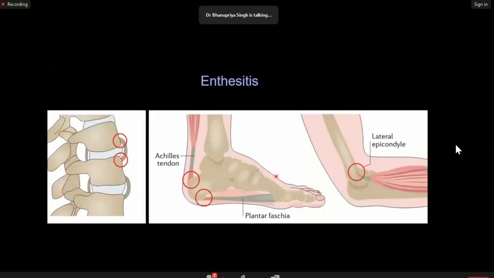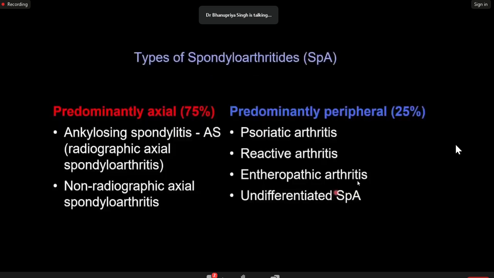So, what are such common sites? They are along the superior and inferior corners of the vertebral body. They are also at the Achilles tendon insertion, or plantar fascia insertion, or at the lateral epicondyle. So, these are the common sites that are involved. Now, this again just recapitulates the differentiating disease groups.